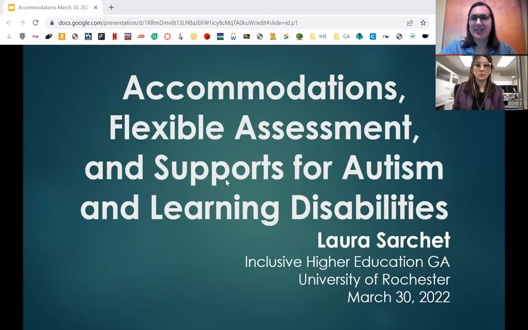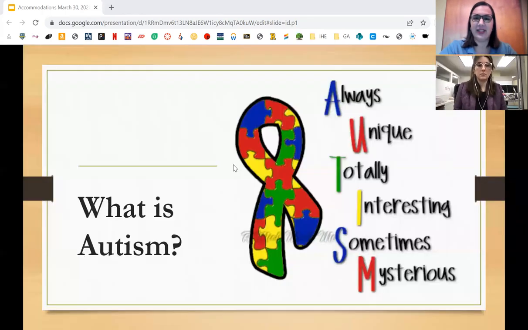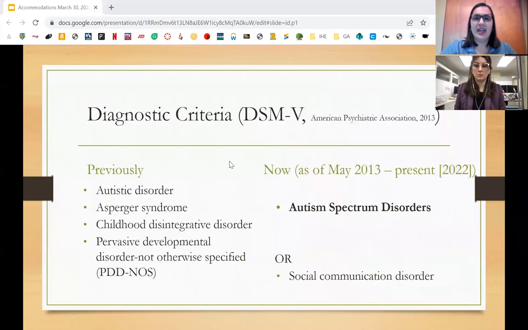We're talking about accommodations, flexible assessment, and supports for autism and learning disabilities today. So we'll start by talking about what is autism.